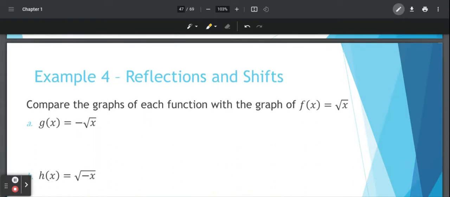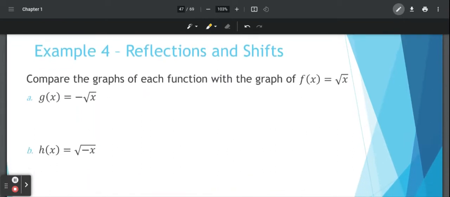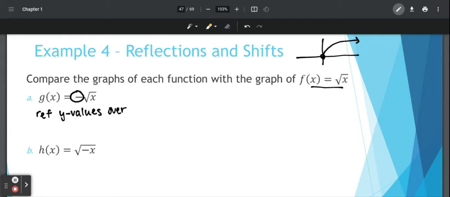So if we were to compare the graphs with the parent function, our parent function is the square root of x. So again, keep that reminder that your square root of x starts at the origin and then it goes this direction. So here we have the negative out front. So if the negative out front means that we're going to reflect our y values over your x-axis, you're still going to be at 0, 0, but now your graph will look like that.